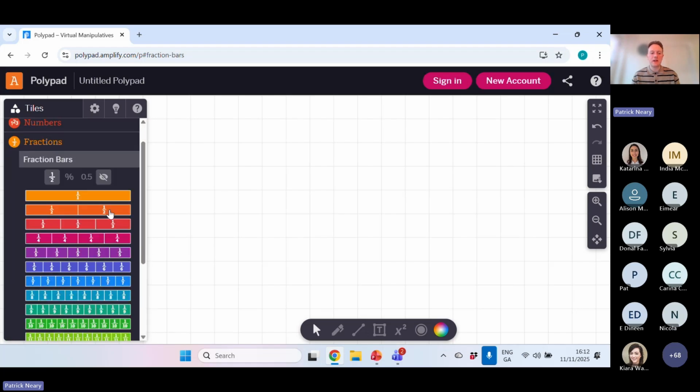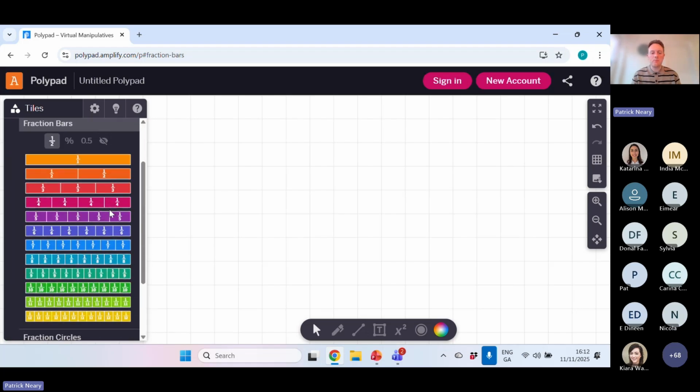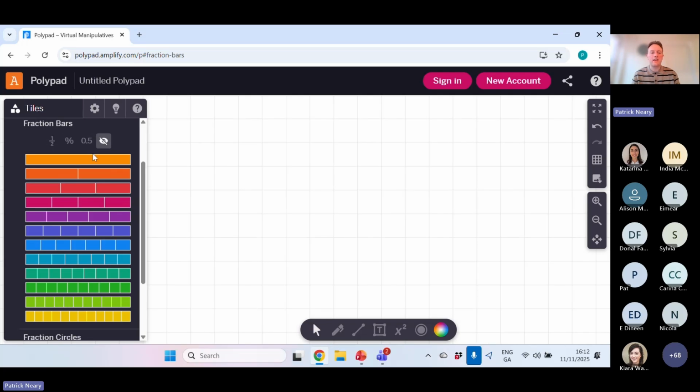I love the bars because if you have the children working with paper strips where they're cutting up strips to make different fractions, these bars are just a digital version of the same thing. For the senior classes, you can change them to percentages, you can change them to decimals, or for the really junior end, if you're just looking at fractions without formal notation, you can take that off completely and you can just have blank strips as well.